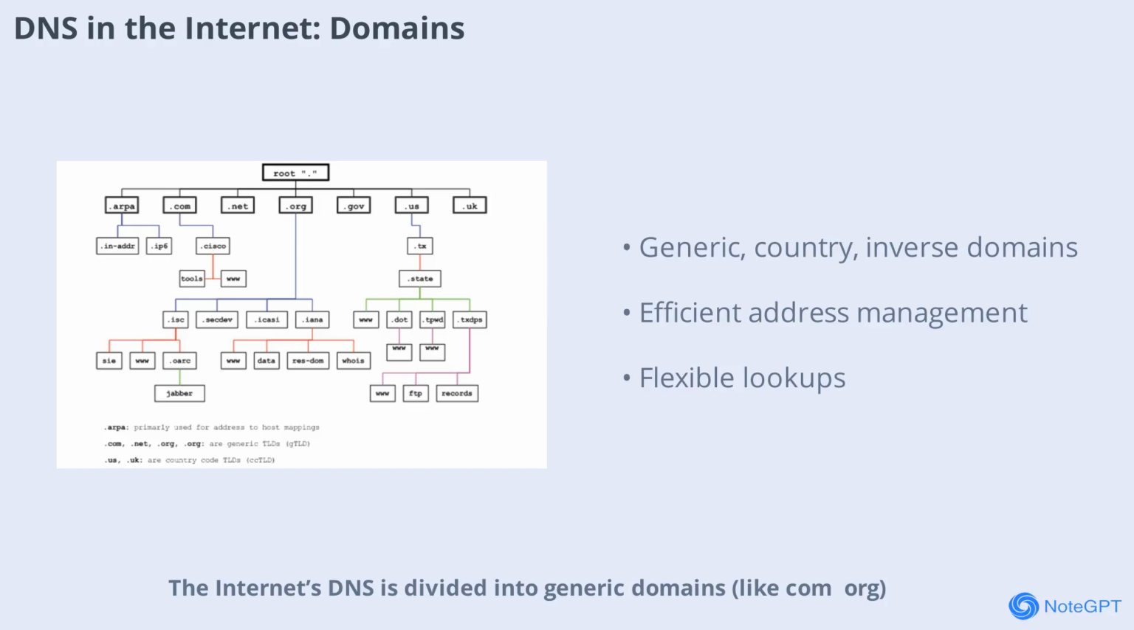The Internet's DNS is divided into generic domains, like com and org, country domains, like in and UK, and inverse domains for address-to-name mapping. Generic domains categorize hosts by function, country domains by location, and inverse domains support reverse lookups. This structure enables efficient, organized, and flexible management of Internet addresses and names.